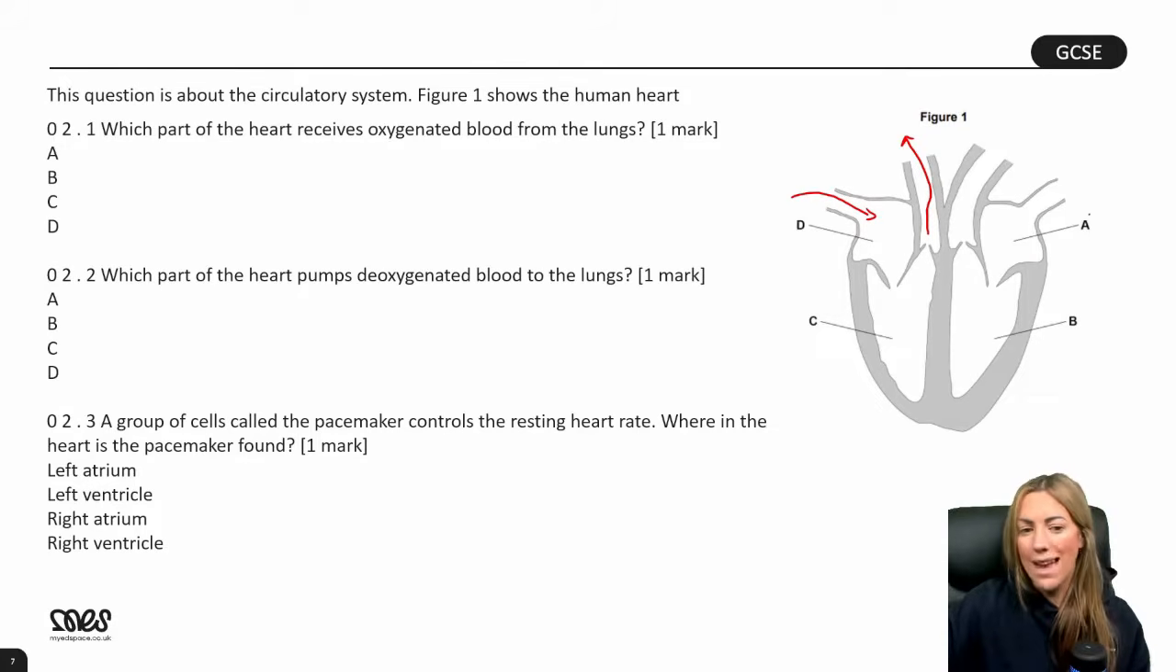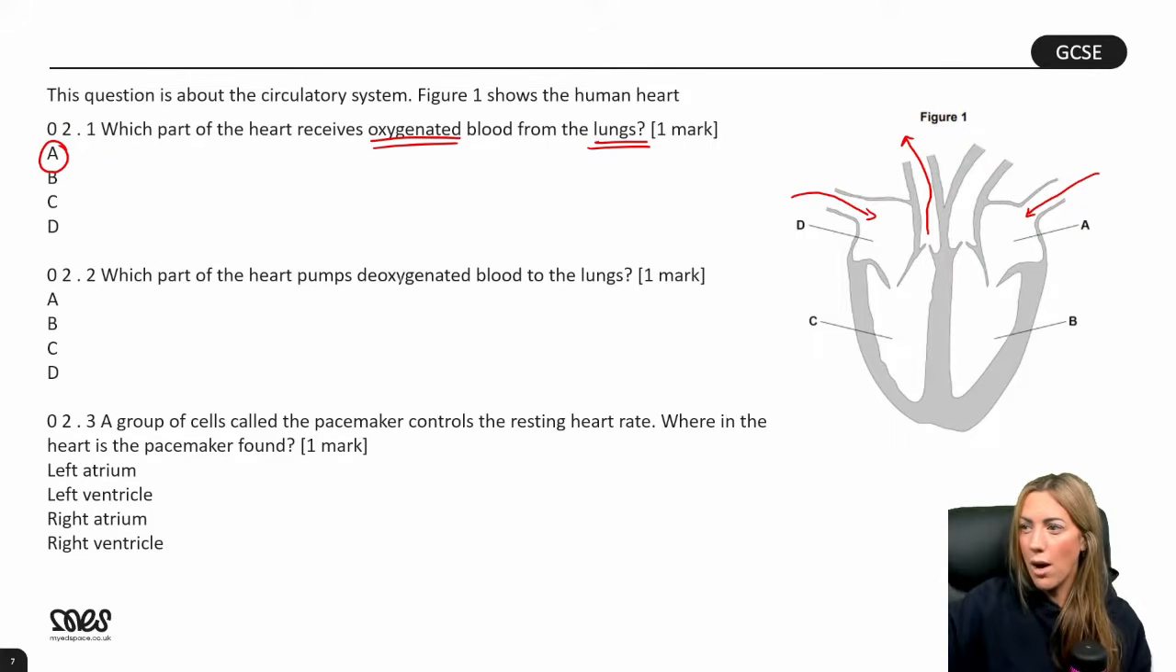But over on the left side of the heart, we've got oxygenated blood coming in here through the pulmonary vein into the left atrium. So it's going to be A, isn't it? Because we're looking for which part of the heart receives oxygenated blood from the lungs. So it's coming in here as oxygenated blood from the lungs via the pulmonary vein into the left atrium.